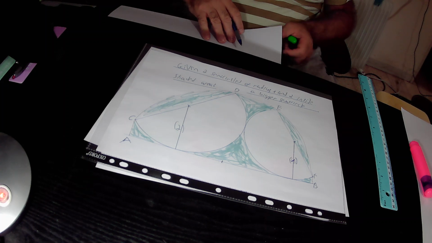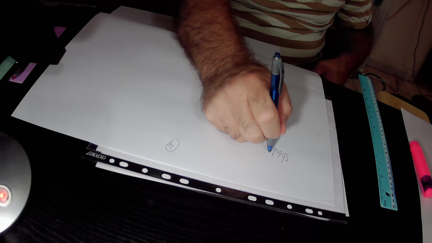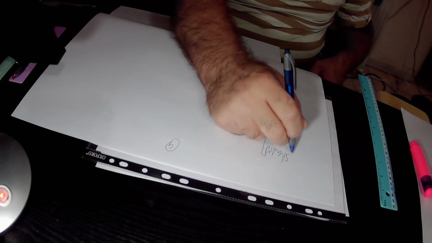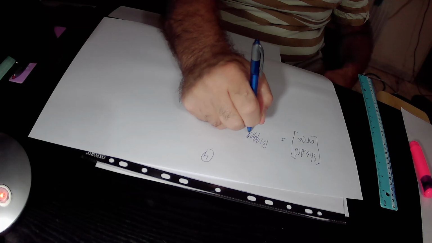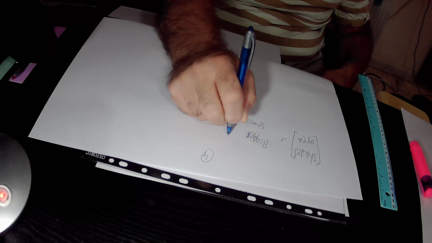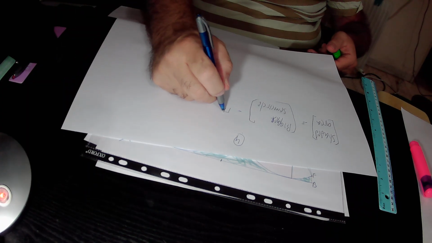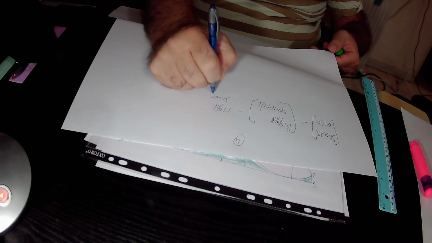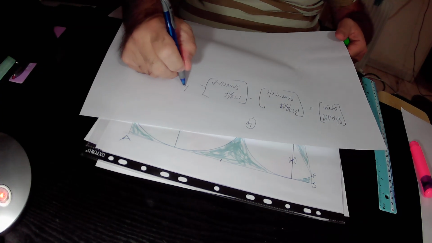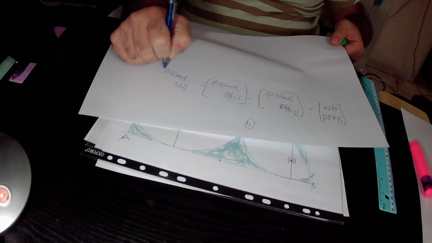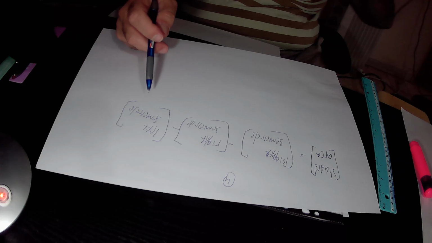So, write it down. The size of this shaded area, the area that we are looking for in this question, in total equals the area of this biggest semicircle minus the area of this right semicircle minus the area of this left semicircle.